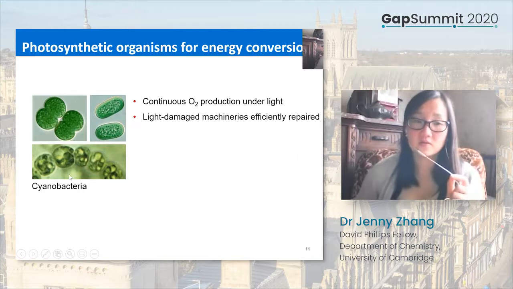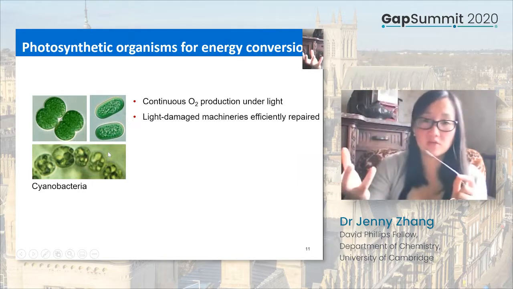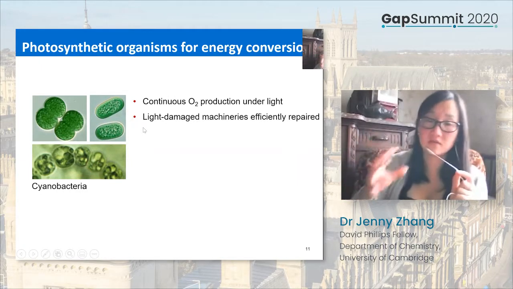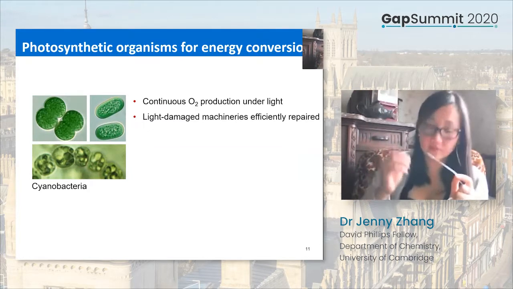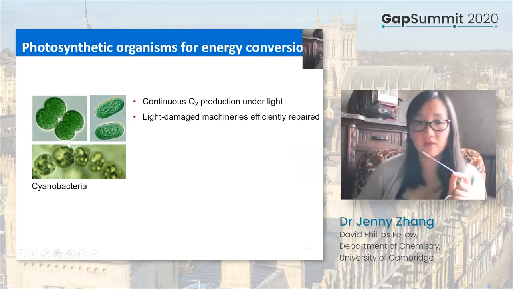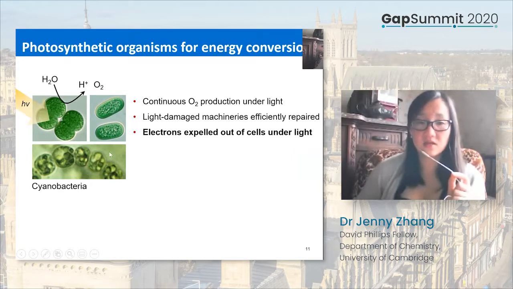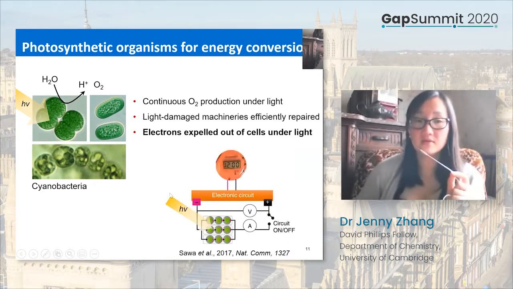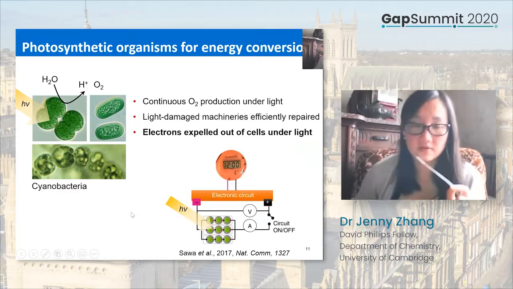So photosynthetic organisms like cyanobacteria contain all the photosynthetic machineries that I just described before. The photosynthetic machineries are obviously being broken down during operation, but they are efficiently repaired within the living organisms. The interesting thing about these type of microorganisms is that some of the electrons from the photosynthetic electron transport chain are actually expelled under light radiation. And so what that means is that we're able to interface them with electrodes and harness those electrons so that we can power small devices. And already we made several demonstration devices.